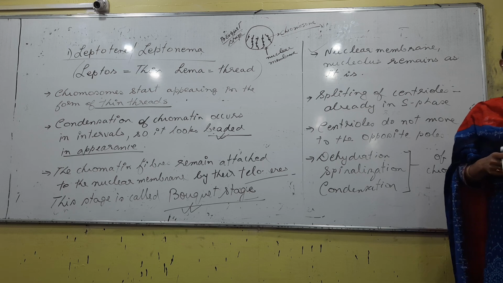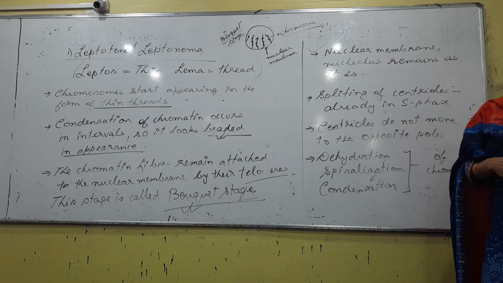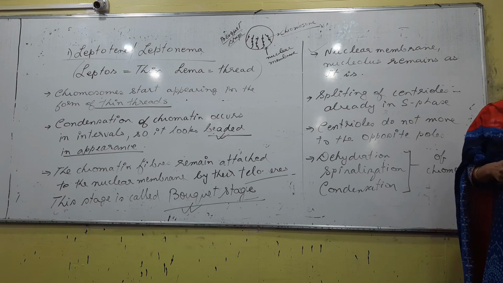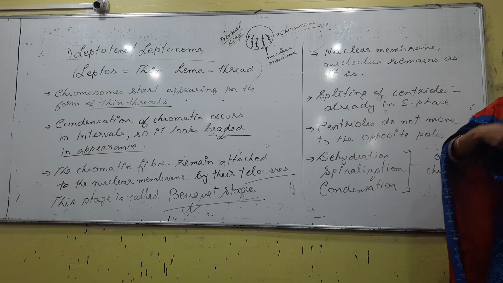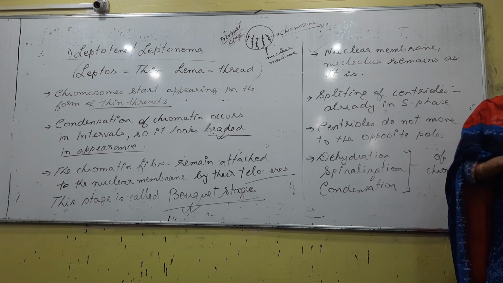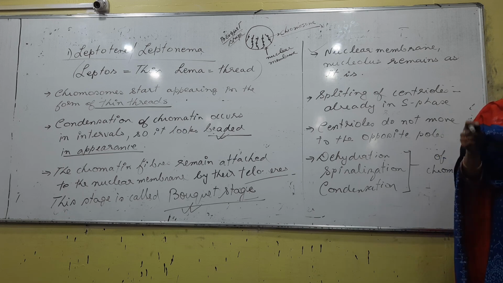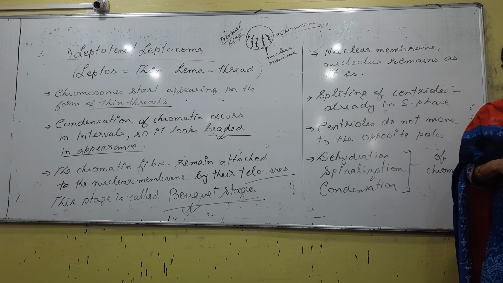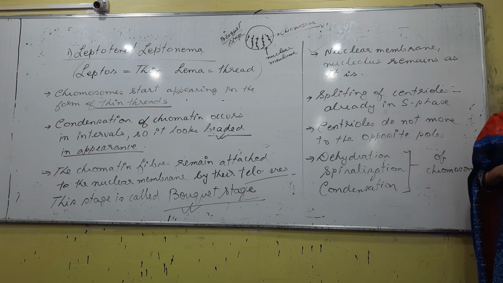So we will see the nuclear membrane totally disappeared. What is the last phase of prophase? Leptotene, zygotene, pachytene, diplotene and diakinesis. It is in the diakinesis stage that you will see that the nuclear membrane has totally disappeared. Leptotene, it's still there. Zygotene, it's still there. Pachytene, it's still there. Right? At the last phase of prophase, that is diakinesis, you will not see the nuclear membrane.